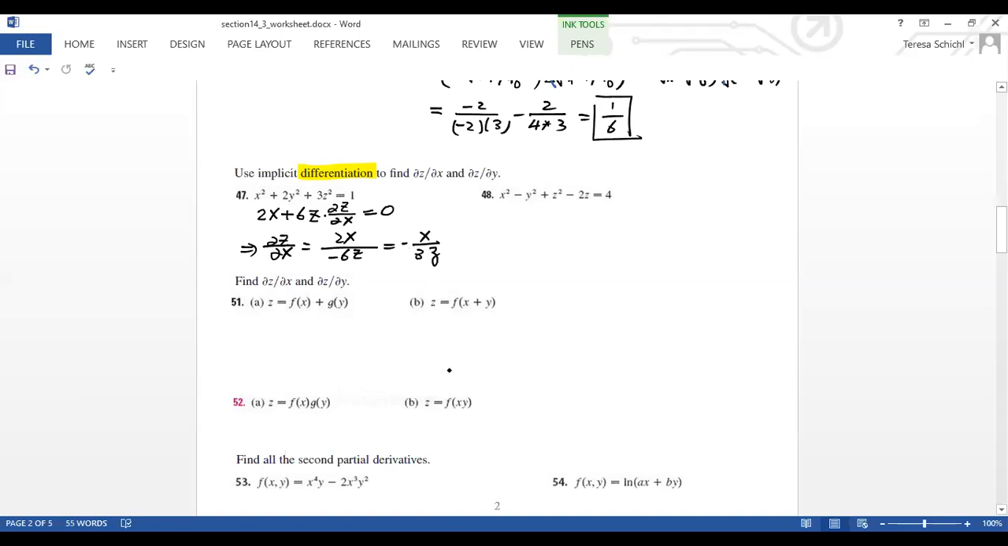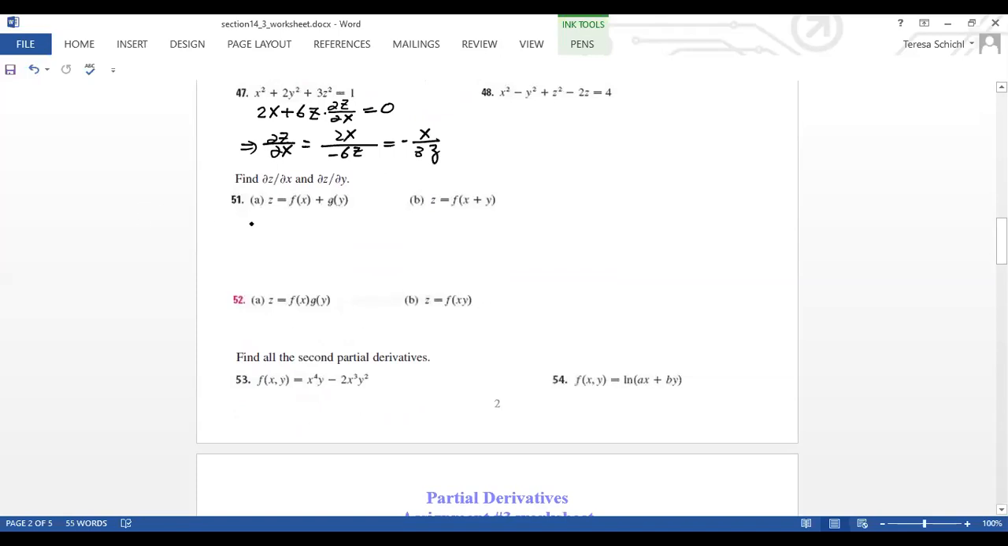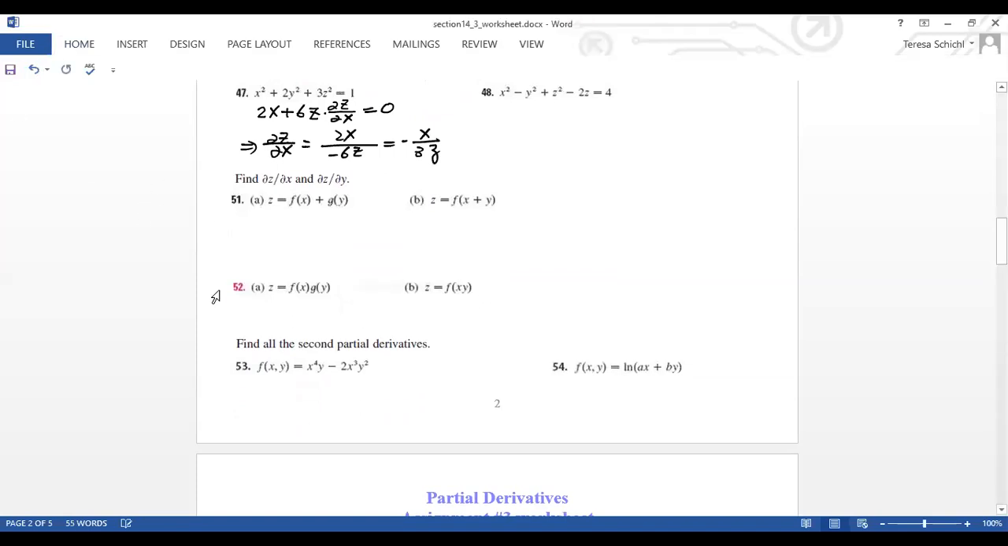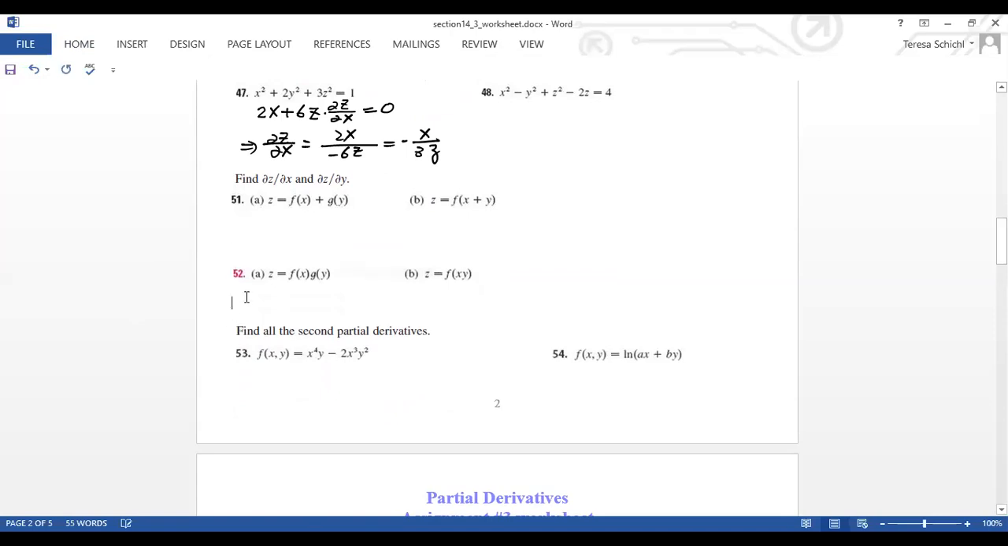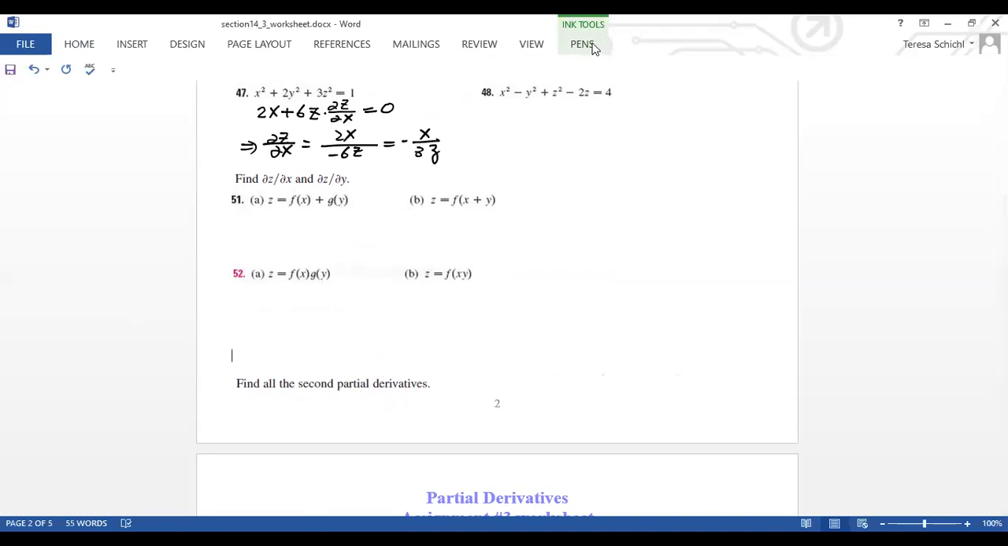Okay, so now let's take a look at number 51 here. In here, if z is f of x plus y, then I know ∂z/∂x is just the derivative of the whole function. It depends on what type of function, then you need the chain rule inside. Because you take the derivative with respect to x, it's 1 plus 0, so this will be f prime of x plus y.